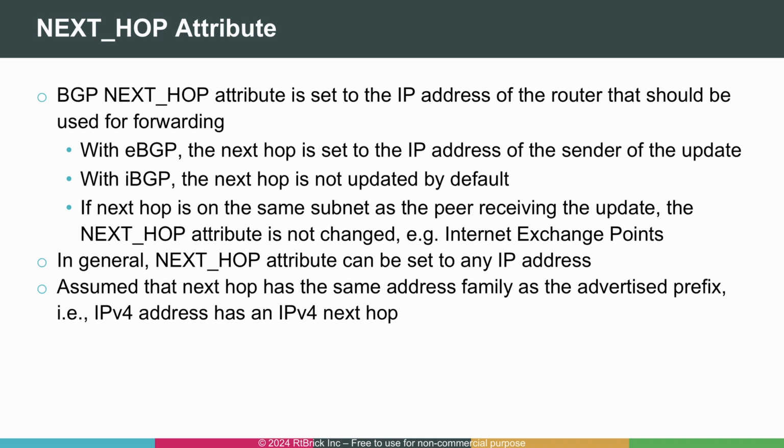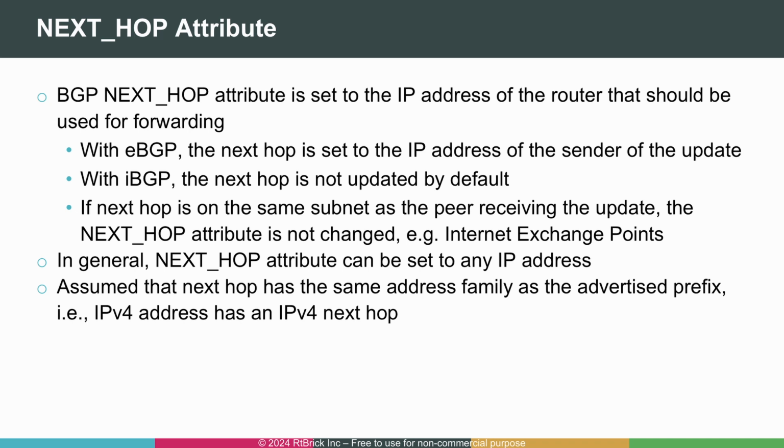The BGP next hop is a well-known mandatory attribute that identifies the IP address a router should use to forward packets toward the destination announced in a BGP routing update. In the case of eBGP, the sending router sets the next hop attribute to its own IP address, while in case of iBGP, the next hop is not changed by default.